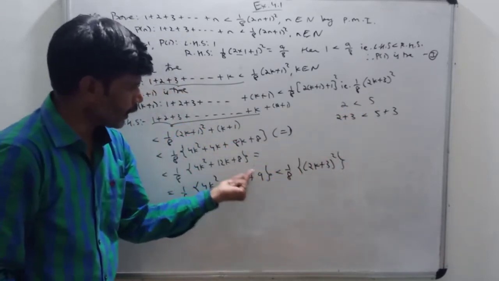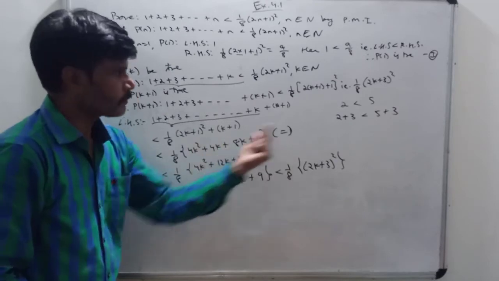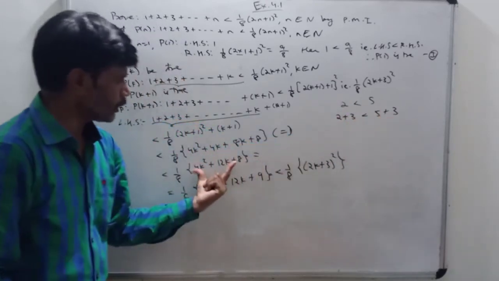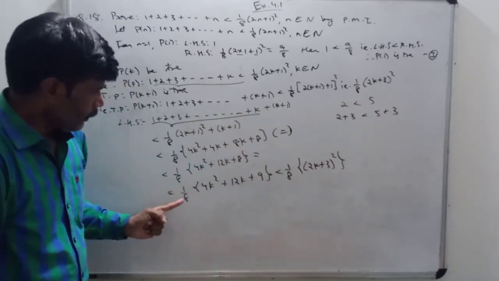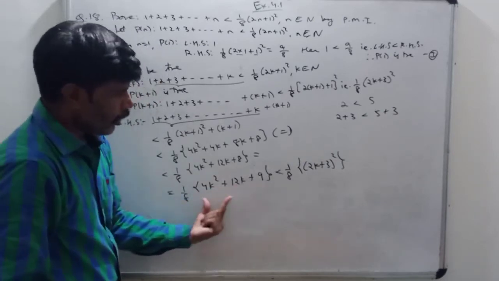So 2 plus 3, so here I write 8 plus 1. So this is less than this plus 1. I hope you understood. 2 is less than 5, so 2 plus 3 is less than 5 plus 3. So this will be less than this plus 1. Okay. Now here this is nothing but 2k plus 3 the whole square.